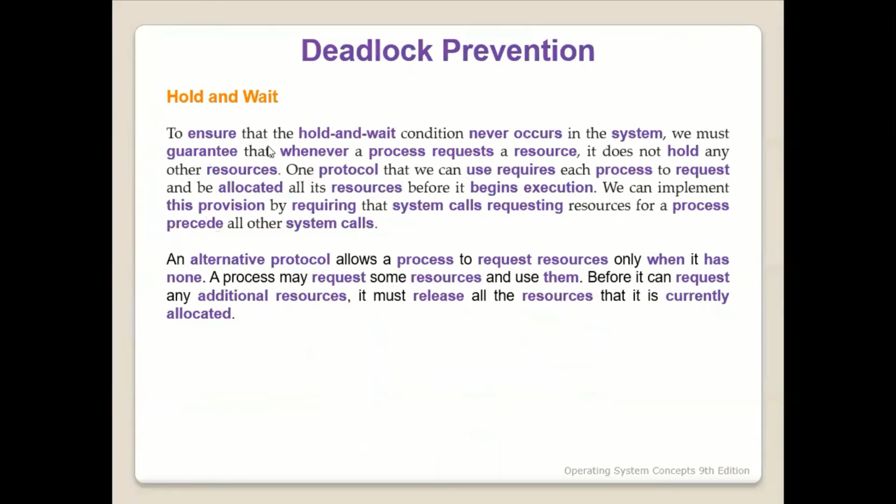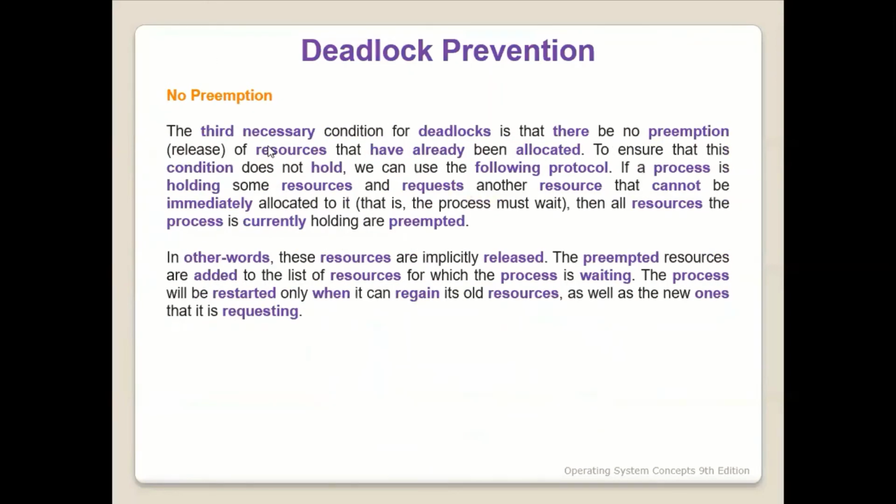The next condition, the third necessary condition for deadlock, is that there be no preemption. Preemption, as I told you already, means releasing. So preemption of resources means releasing of resources. No releasing of resources that have already been allocated. If there is no release, of course, you will have a deadlock.